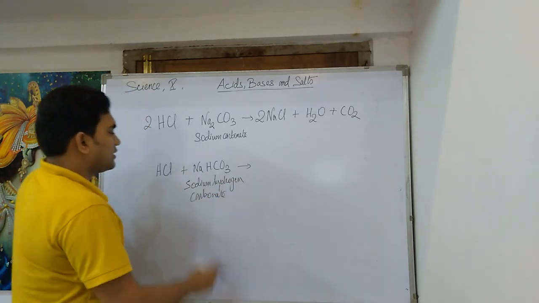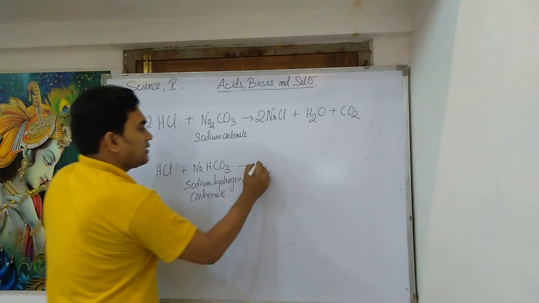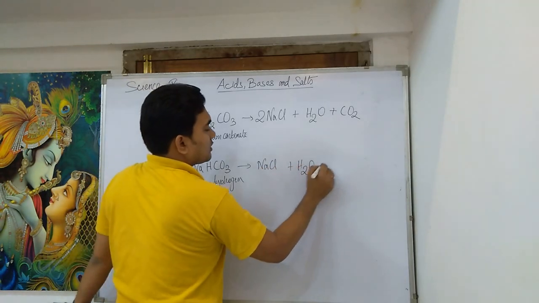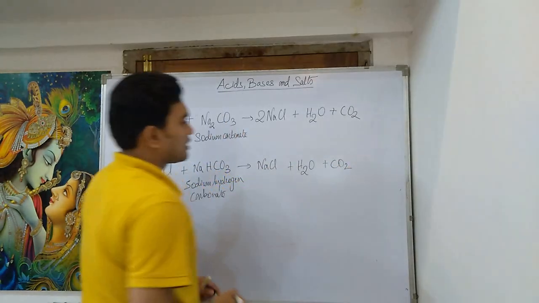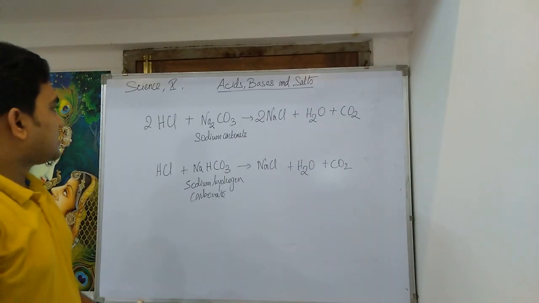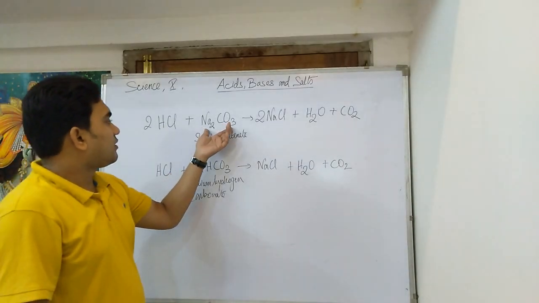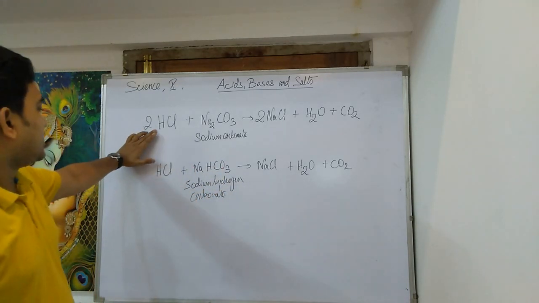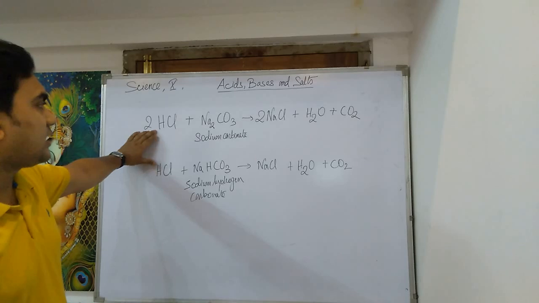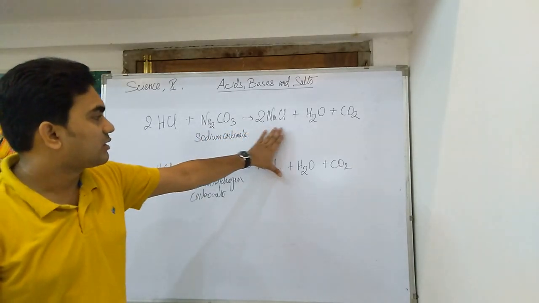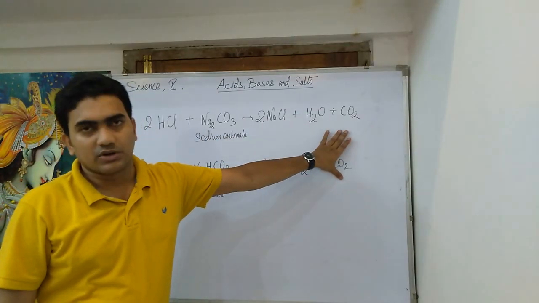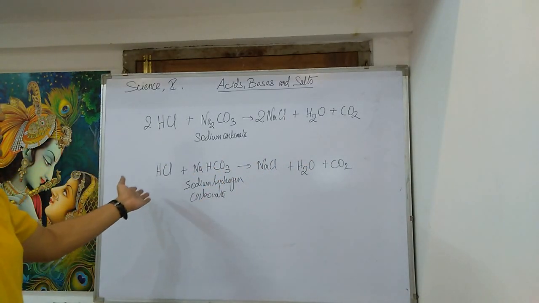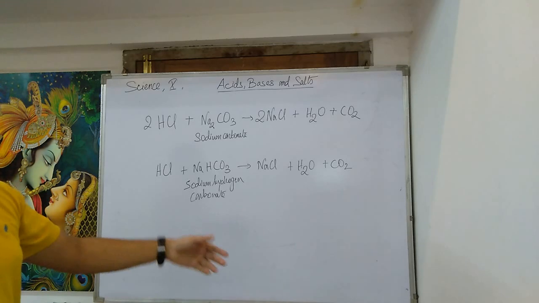So we get here the same sodium chloride, a salt, water and carbon dioxide. So we see that whenever a metal carbonate or metal hydrogen carbonate is reacted with any sort of acid, then the output is salt, water and carbon dioxide. So these are the reactions of acid with metal carbonate and metal hydrogen carbonate.